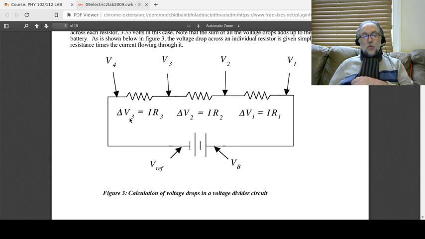So this delta V3 here that Dr. D writes, okay, that's the voltage difference between this point there and that point there, okay? And that's got to equal the current through that resistor multiplied by R3, which is the value of that resistor. Delta V2, that's the voltage drop across the second resistor here, okay? And delta V2 has got to equal the current through that one times R2, which is that second resistor, and the same thing for the first resistor, okay? And so that's what we're verifying in the first part of the lab.